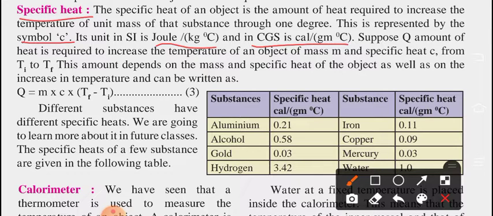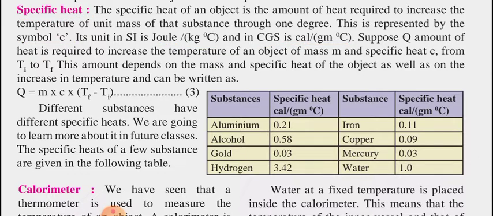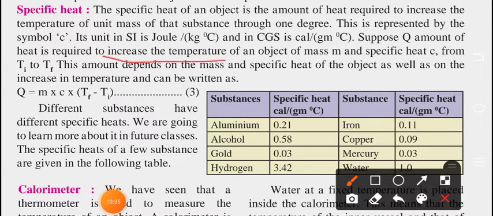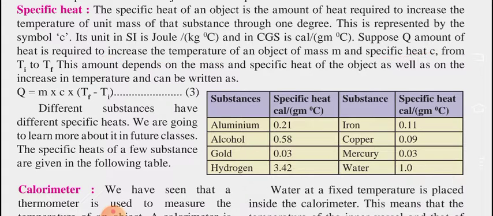Similarly, you can find the CGS unit, and the CGS unit of specific heat is calorie per gram degree Celsius. So suppose Q amount of heat is required to increase the temperature of an object of mass m and specific heat C from Ti to Tf. What is the meaning of Ti and Tf?